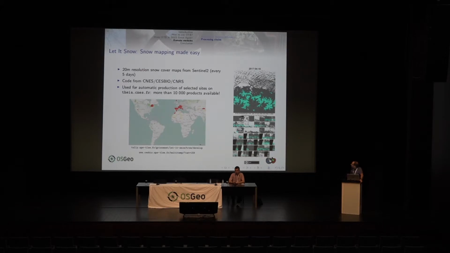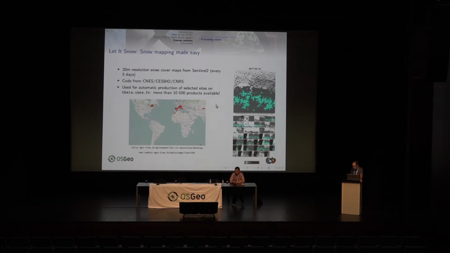But you also have full processing chains, like Let It Snow. Okay, 3 slides left. This is a processing chain that extracts snow masks from Sentinel-2 products. It's code from CNES, CESBIO, and CNRS, and it's used for automatic production on selected sites here. They derived more than 10,000 products.